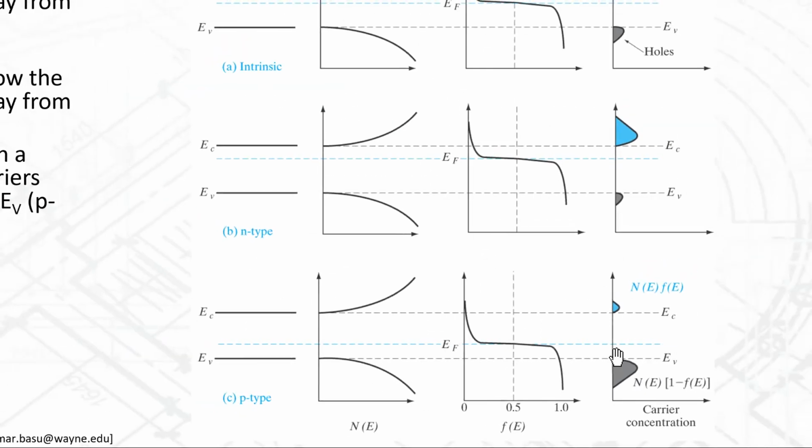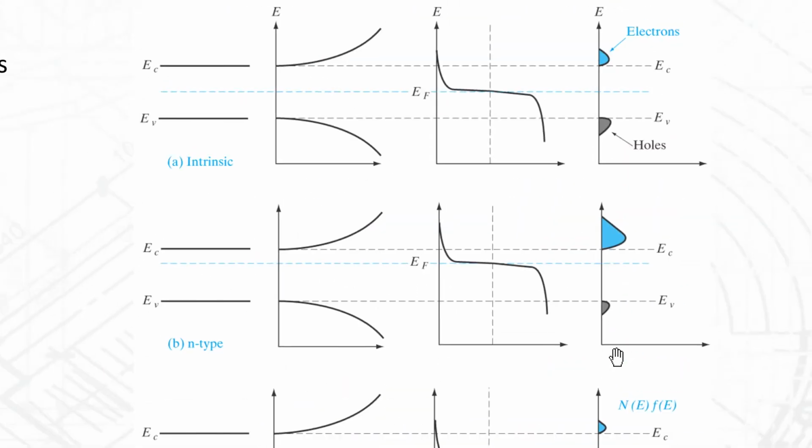So the purpose of these plots is to show you that the conductive electrons lie very close to the conduction band, and the conductive holes lie very close to the valence band. That's the reason why when we draw energy band diagrams, we don't draw the entire band. We're interested in what's happening near Ec and near Ev.